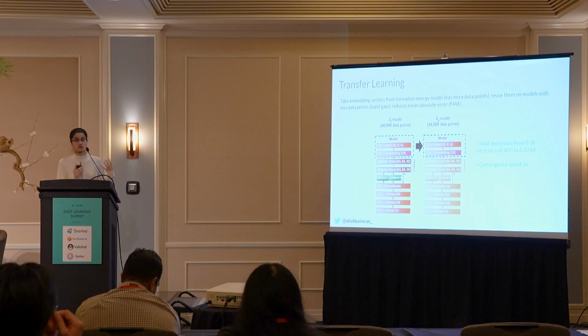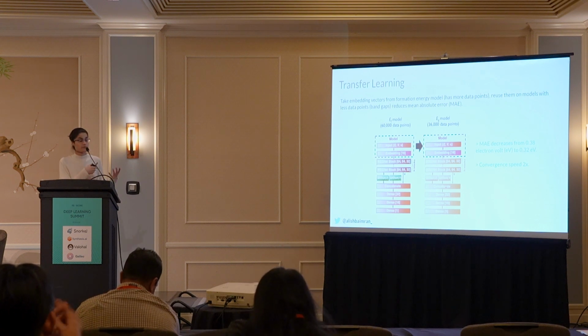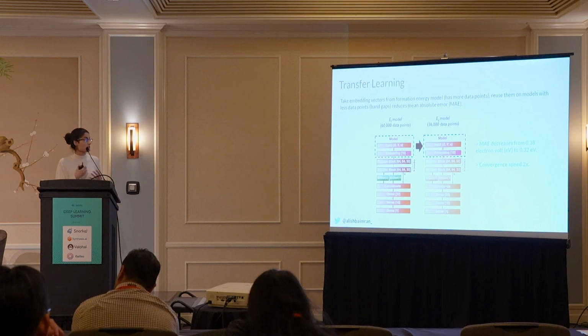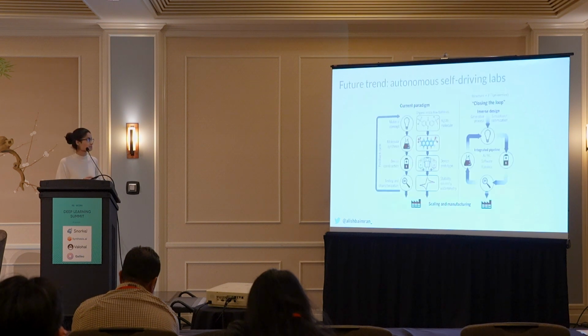And so in this case, you're taking embedding vectors from the formation energy model that you've built, and you're putting those embedding vectors into the model for band gaps, which have much less data. And the rest of the model architecture, as you can see, is completely the same. So really, you're just reusing these embeddings in this other model. And just by doing that, you can see that the mean absolute error for the prediction of band gaps has decreased from about 0.38 electron volts to 0.32 electron volts. And this paper also found that the convergence speed was about 2 times faster through these transfer learning methods.